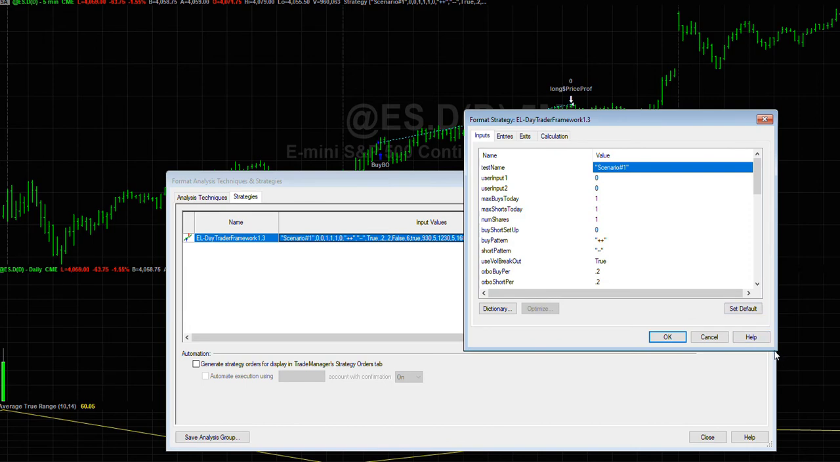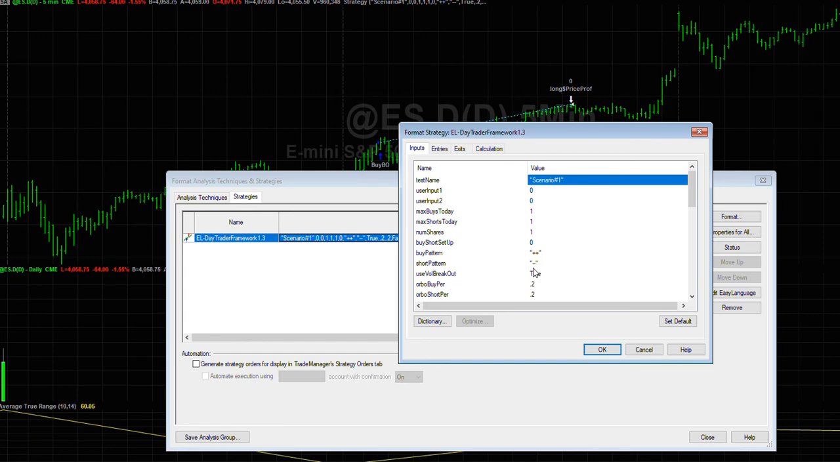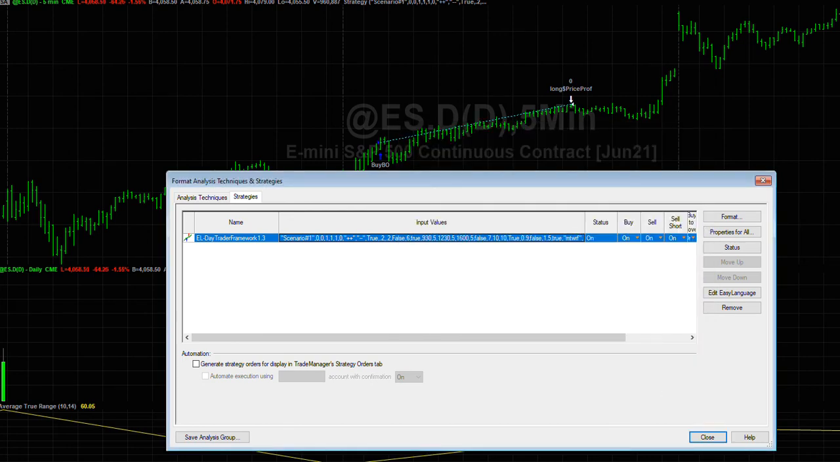Scenario 1, and as you can tell, this looks very similar to what we just saw. We have the plus plus, we have the minus minus, we use volatility breakout, 0.2, 0.2. So that has stayed the same. Let's go ahead and close that.